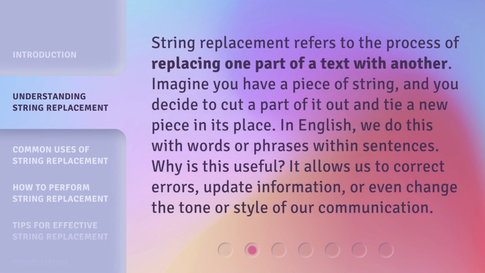String replacement refers to the process of replacing one part of a text with another. Imagine you have a piece of string, and you decide to cut a part of it out and tie a new piece in its place. In English, we do this with words or phrases within sentences. Why is this useful? It allows us to correct errors, update information, or even change the tone or style of our communication.